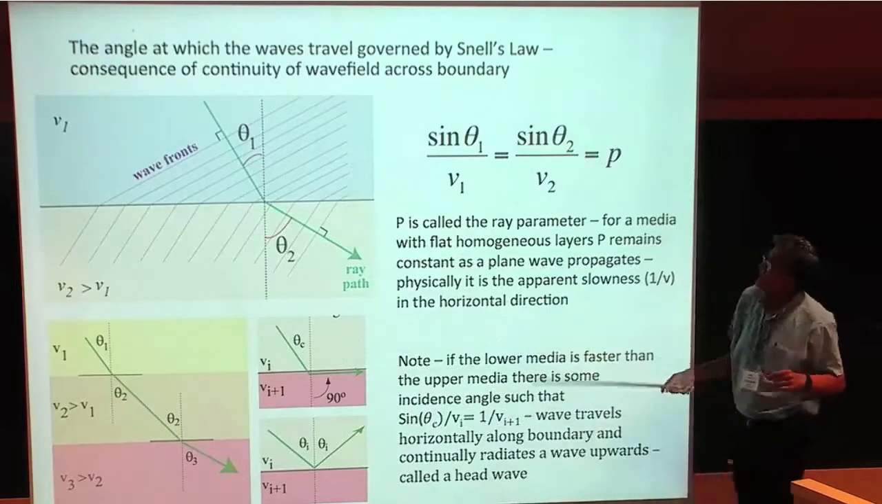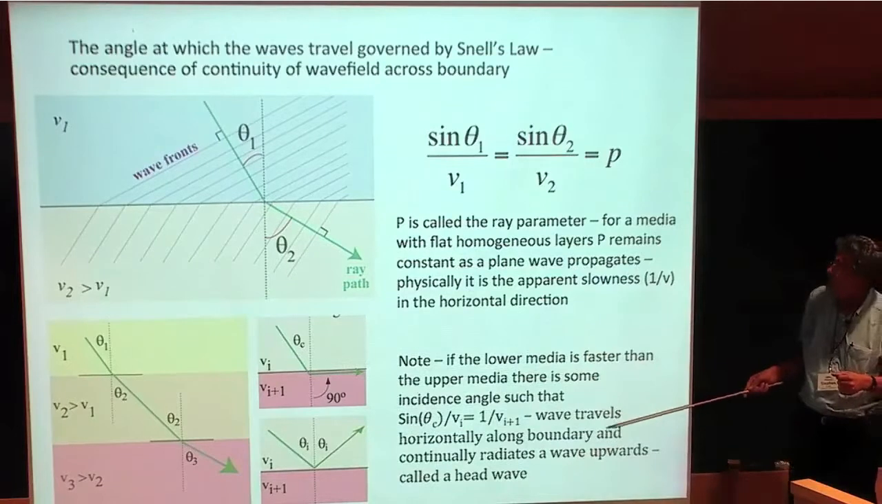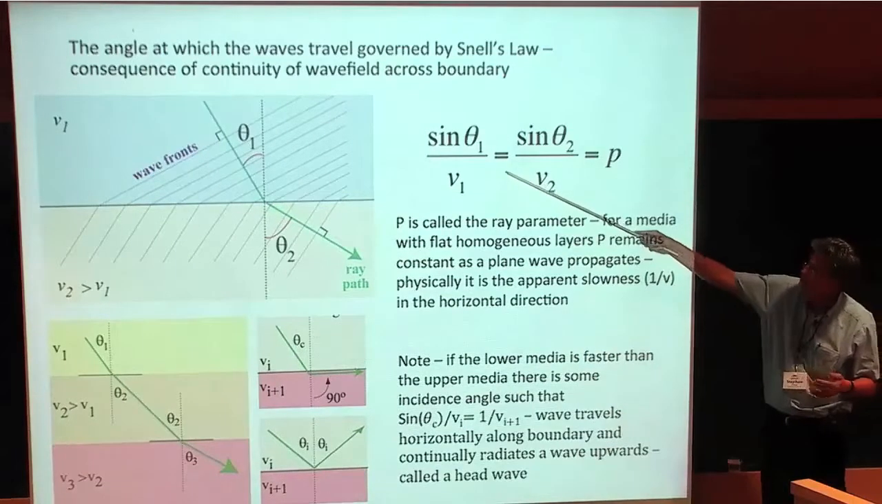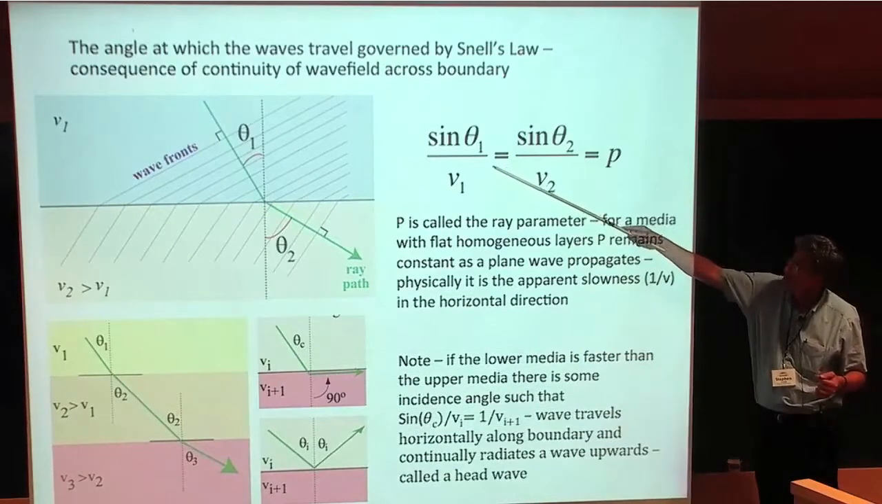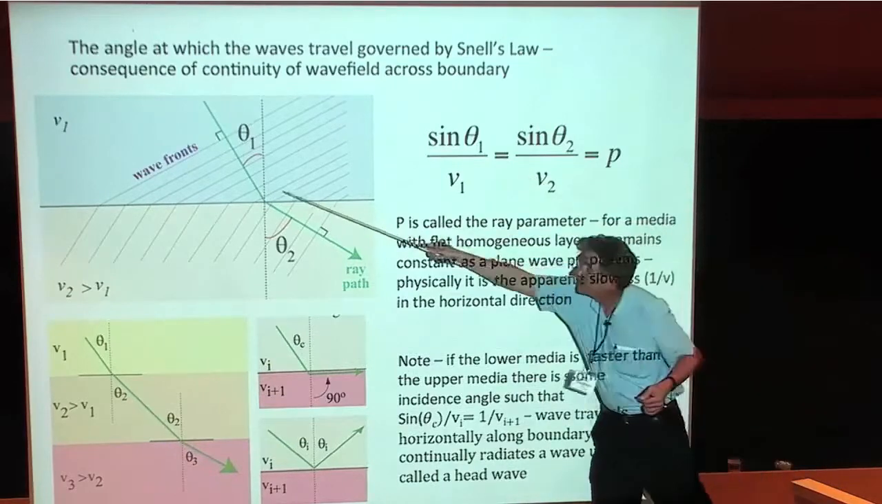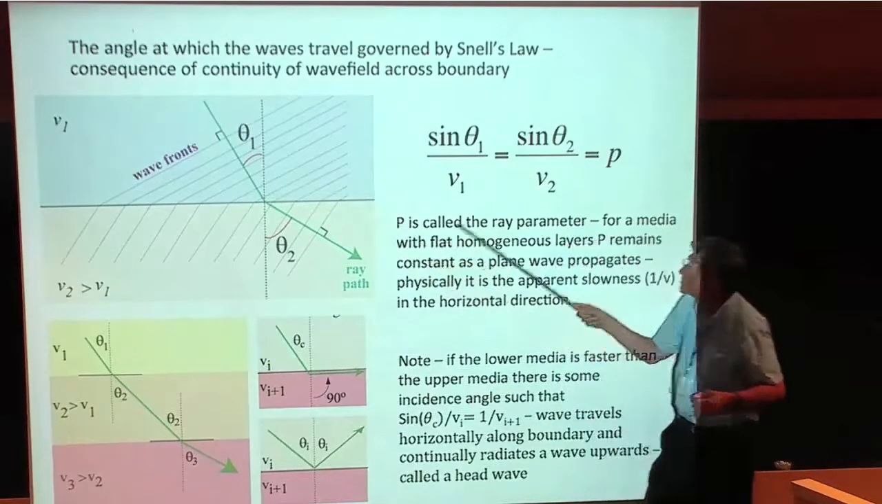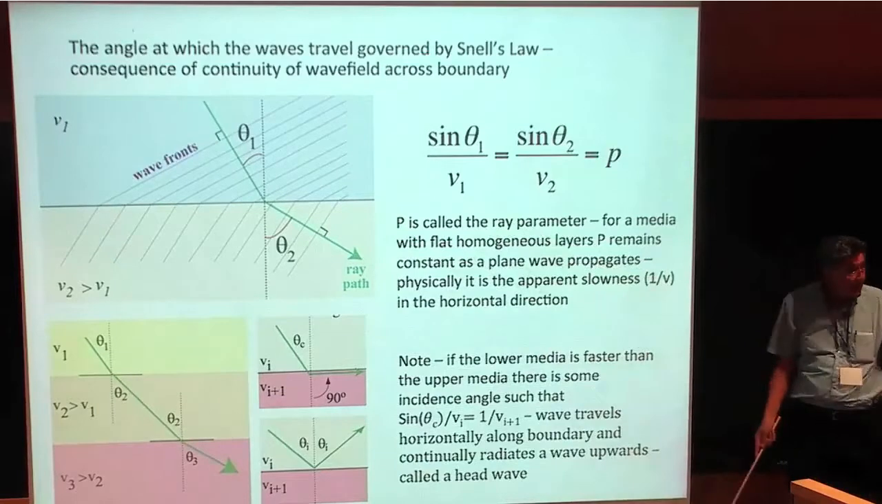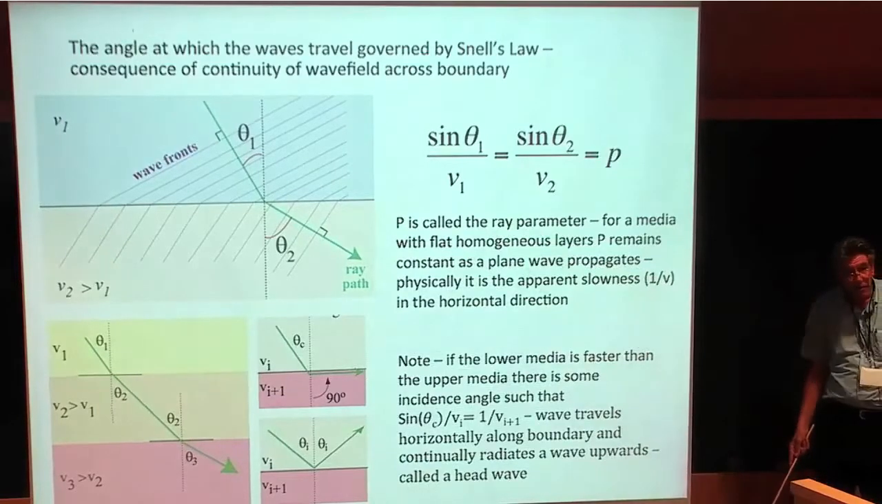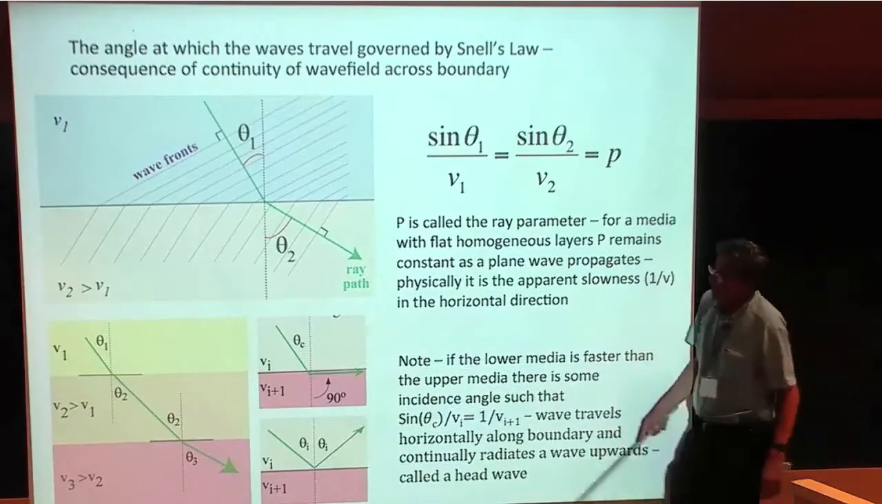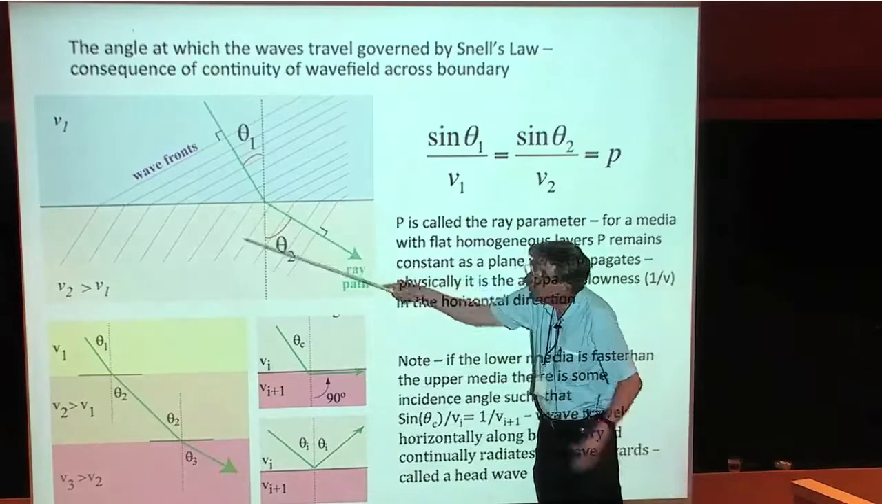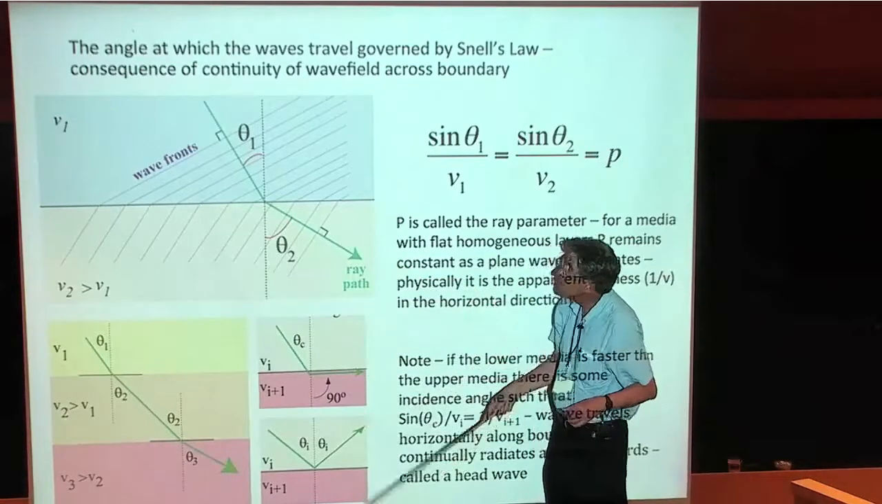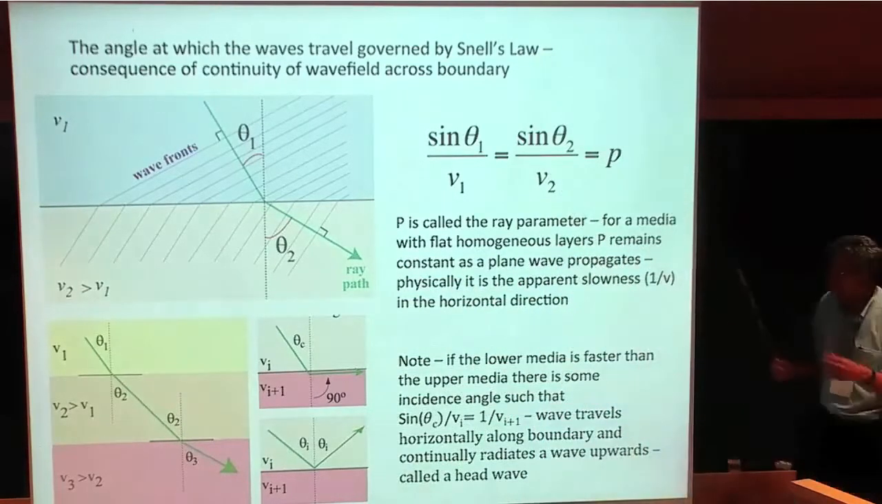And what remains constant in that case, maybe most of you know this, it's the same in optics, Snell's law: it's the sine of the angle of incidence, and we always take that from vertical, divided by the velocity. That remains constant as you go from one layer to the next. And really that's required by a continuity of the wavefront as it's coming in. So Snell's law is applicable in seismology.